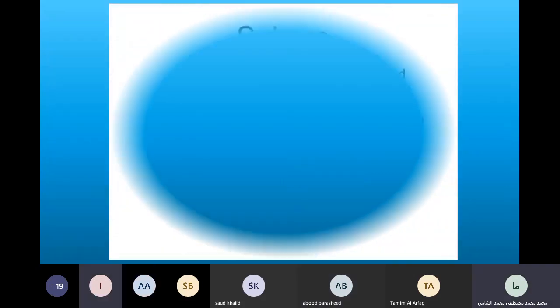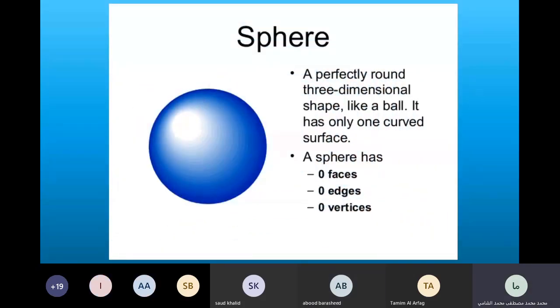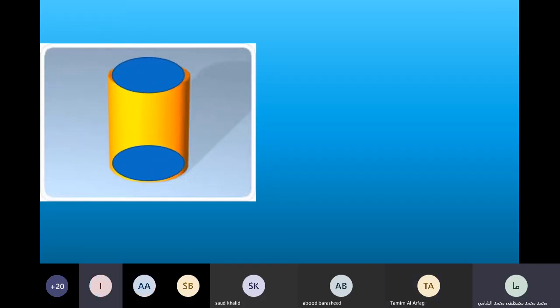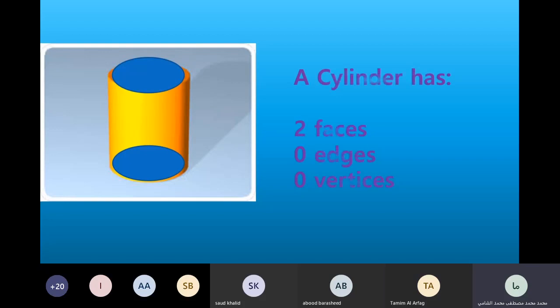Look, sphere. A sphere has no faces, no edges, and no vertices. 0, 0, 0. So a sphere has 0 faces, 0 edges, and 0 vertices. What about cylinder? How many faces does a cylinder have? 2 circular faces, 1 up and 1 down. So 2 faces, and no edges and no vertices, no corner and no straight side, because it's curved. So a cylinder has 2 faces, 0 edges, 0 vertices.